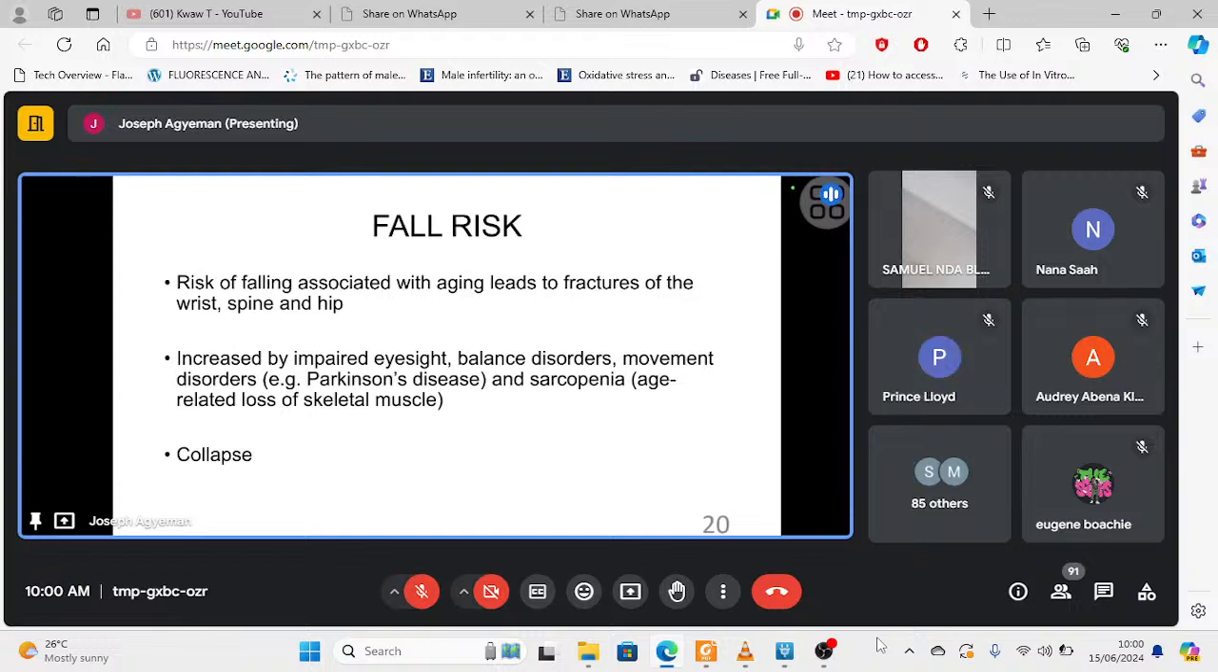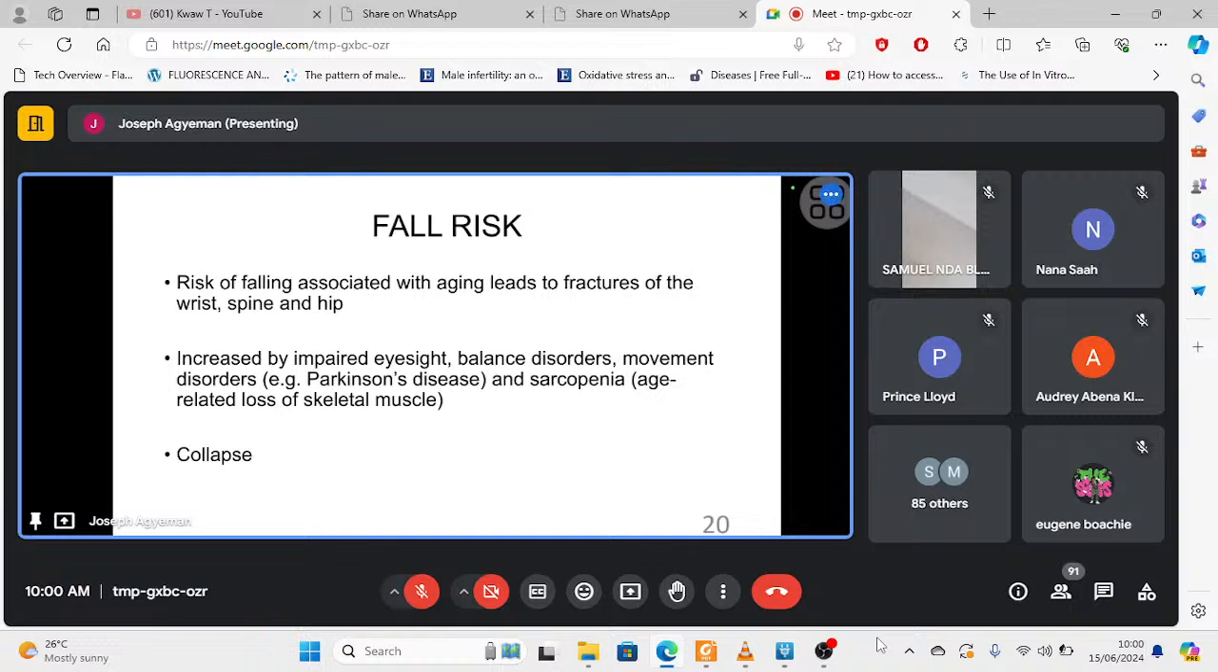Everybody will be surprised, because with this slight fall, the impact wasn't there. Just some slight fall. You even fell on a foam, yet you are having a fracture. So it is important that you look at the risk when it comes to falling.